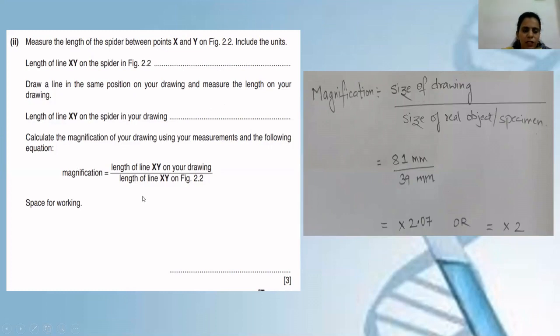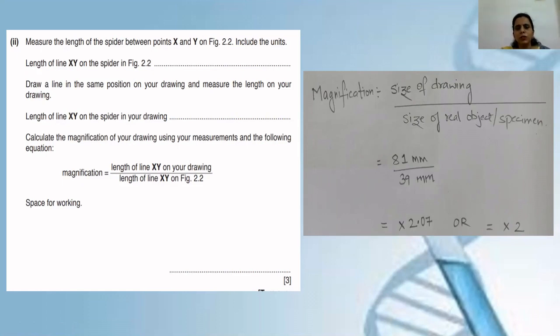Fine. Now calculate the magnification. The formula is already given. Magnification is image size divided by actual size. So image size is 81 millimeter and actual size is 39 millimeters. When you work it out, the magnification will be x2.07, or you can round it off and it is x2. x2 means the diagram drawn by the student is two times larger than the original diagram of the spider, or the original picture of the spider.